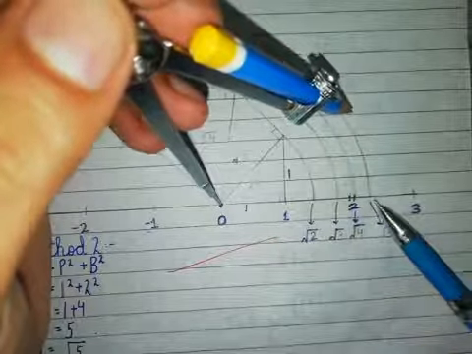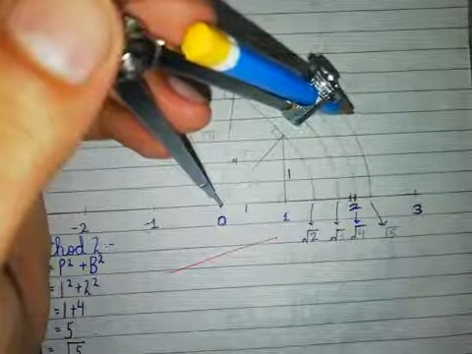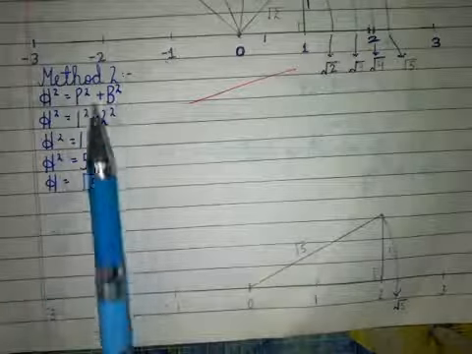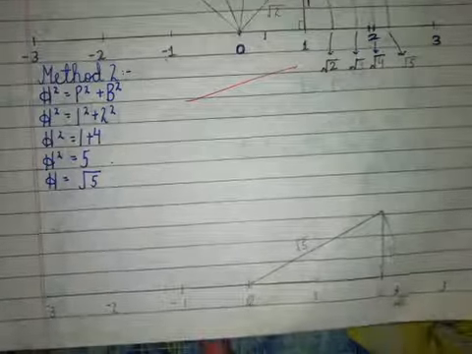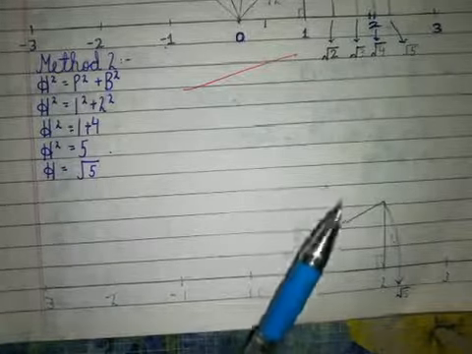If you have a compass, then you may do it these days. Otherwise, whenever you get a compass, at that time you may do it. Now here is the second method to represent under root 5. So here we have used Pythagoras; in the previous one also we used the Pythagoras theorem, okay.